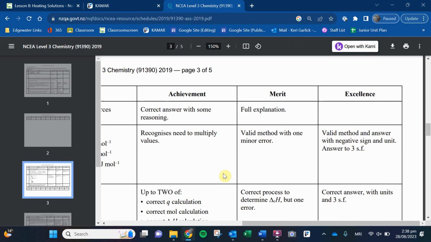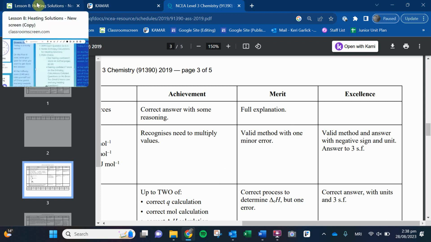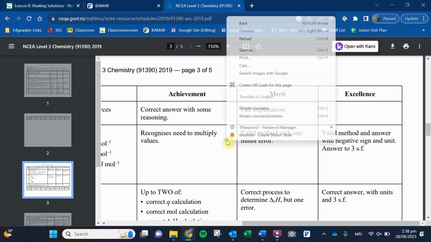Excellence was valid method, correct answer, negative sign because it's exothermic, and your units with 3 significant figures. So unfortunately, the difference between a merit and excellence is making a mistake somewhere. They are not very forgiving with that. Whereas if this was an internal and I've seen other work, I could be holistic in my judgment. But an examiner cannot be holistic because they're only seeing this one snapshot.